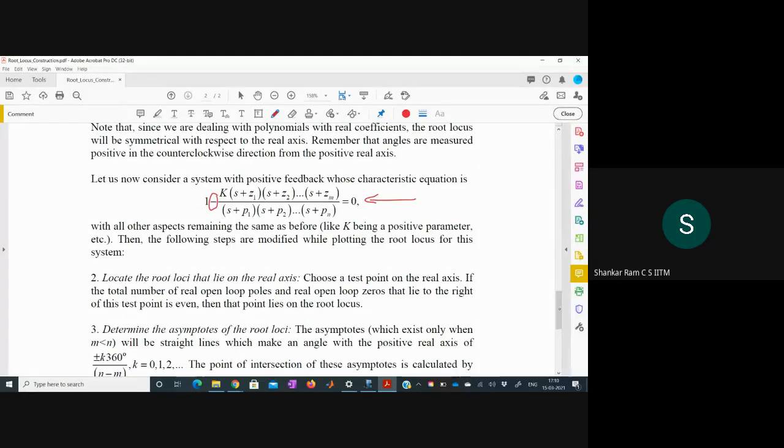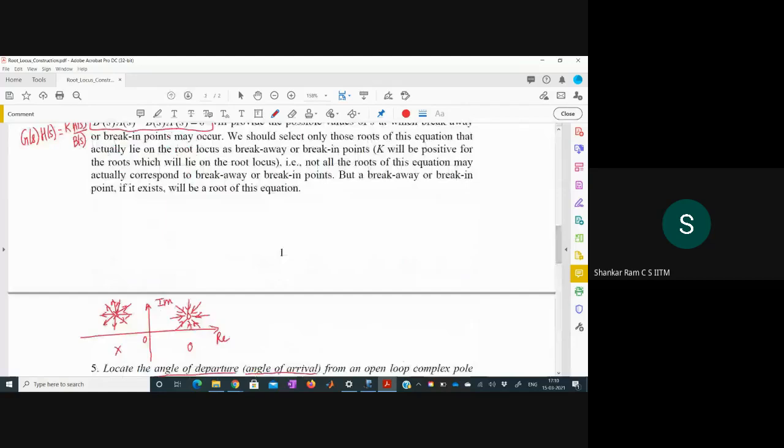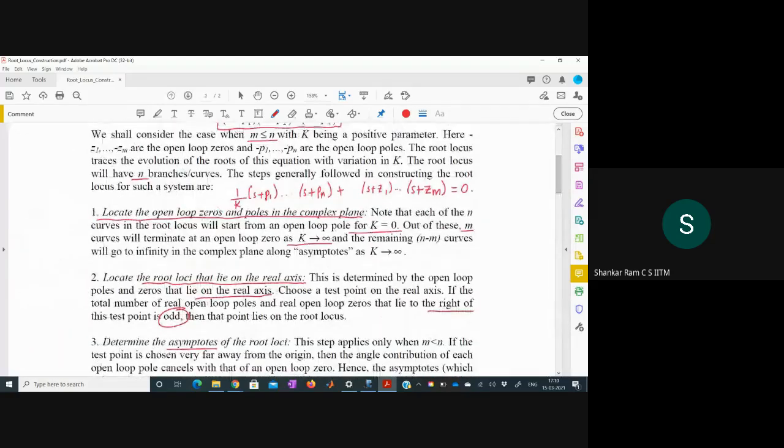So let's go one step at a time. The first step is to locate the open loop zeros and open loop poles in the complex plane. That's not going to change. The second step will be to locate the root loci that lie on the real axis. Previously we took a test point and looked to the right of the test point, and then we counted the number of real open loop poles and real open loop zeros that lie to the right of the test point. If the count was odd, we said that the test point lies on the root locus.